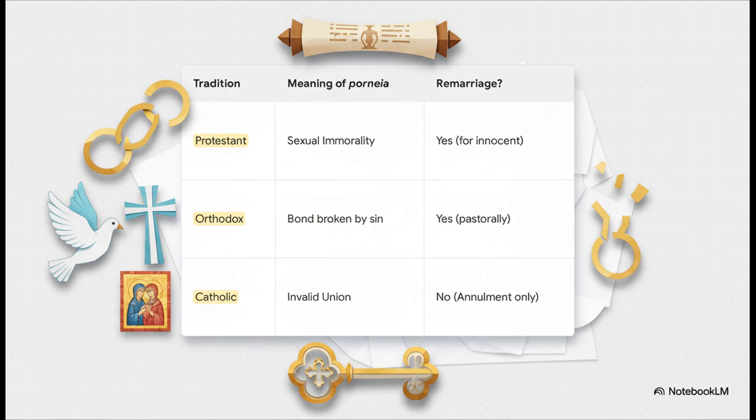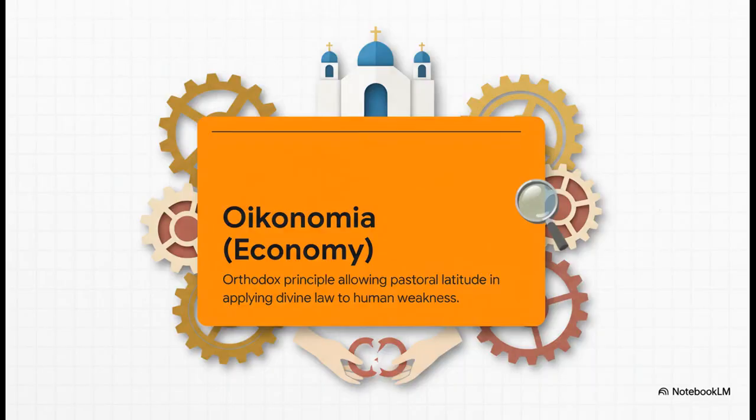In that case, a valid marriage can never be dissolved, only annulled. Yeah, that Orthodox approach is really unique. It's built on this principle called oikonomia. Think of it as economy or stewardship. It basically gives church authorities some pastoral leeway to apply God's law with mercy in really tough human situations, like a marriage that is completely and totally broken down.